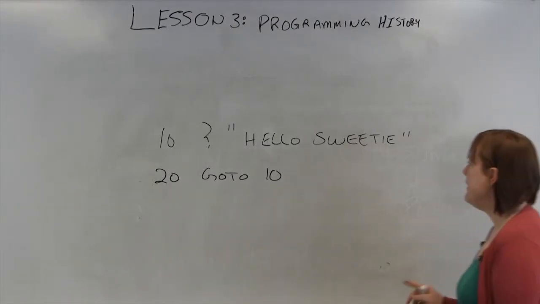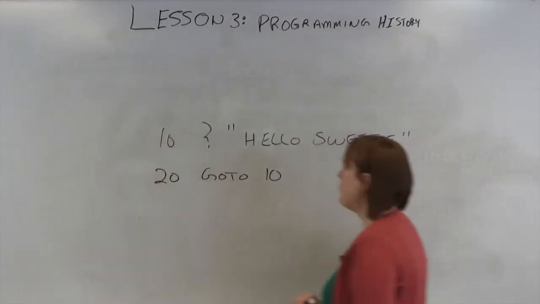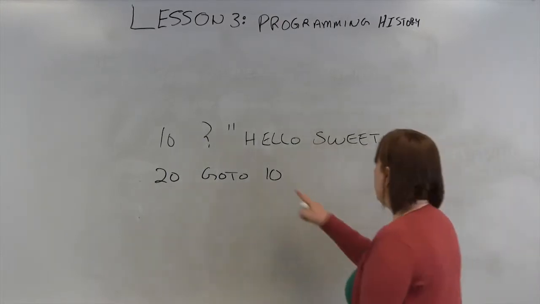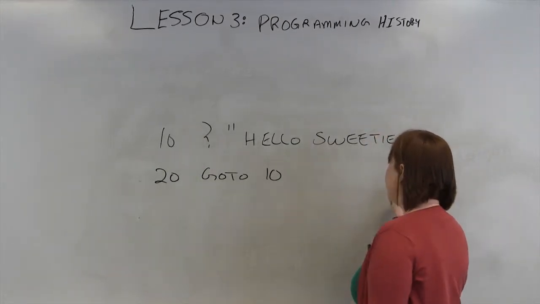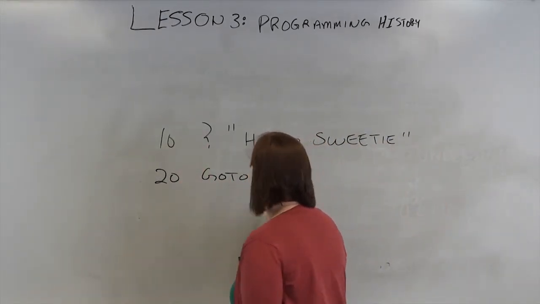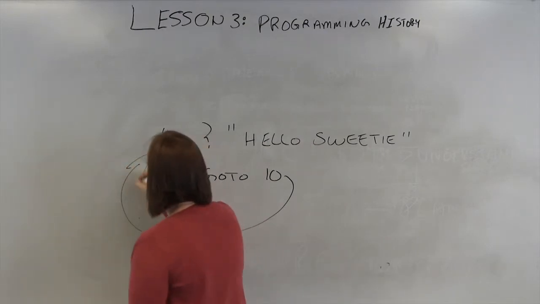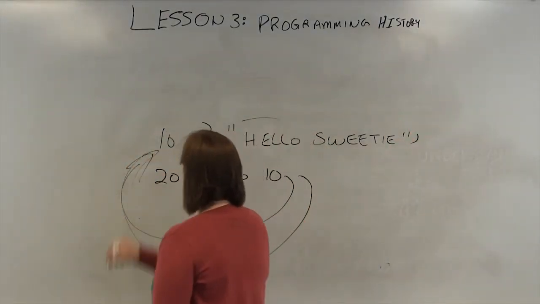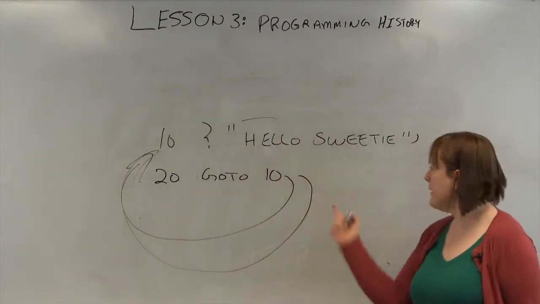If you ran it, back in the old days of BASIC, the question mark meant print. And print actually meant print to the screen. And you could print, "Hello, sweetie." And line 20, these are your line numbers, says go to 10. This transfers the programming logic back to 10. So it would print this, and then it would continuously loop, causing an infinite loop. But that is a working program.